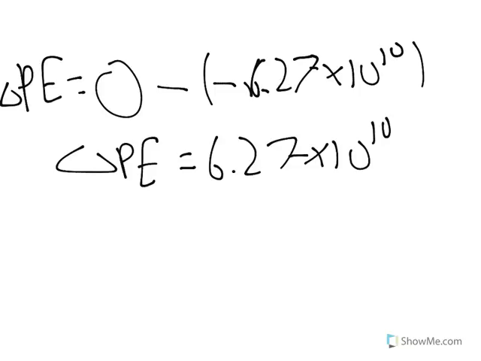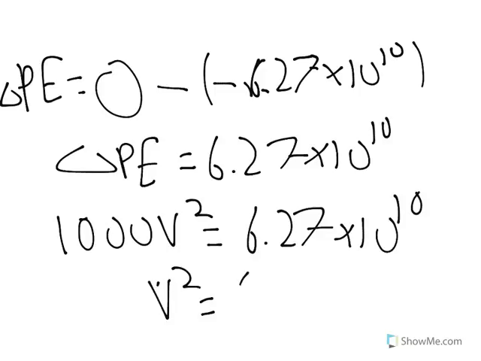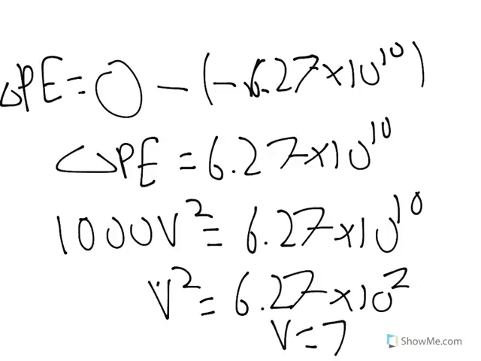And this has to be equal to our kinetic energy initial, because that's what we calculated. So we go back, we say kinetic energy initial is 1,000 velocity squared, equals 6.27 times 10 to the 10th. Divide through by 1,000: velocity squared is 6.27 times 10 to the 7th, and then we just take a square root, which gives us the answer that velocity is 7,918 meters per second. That's about 8 kilometers a second, which is about right for escape velocity.